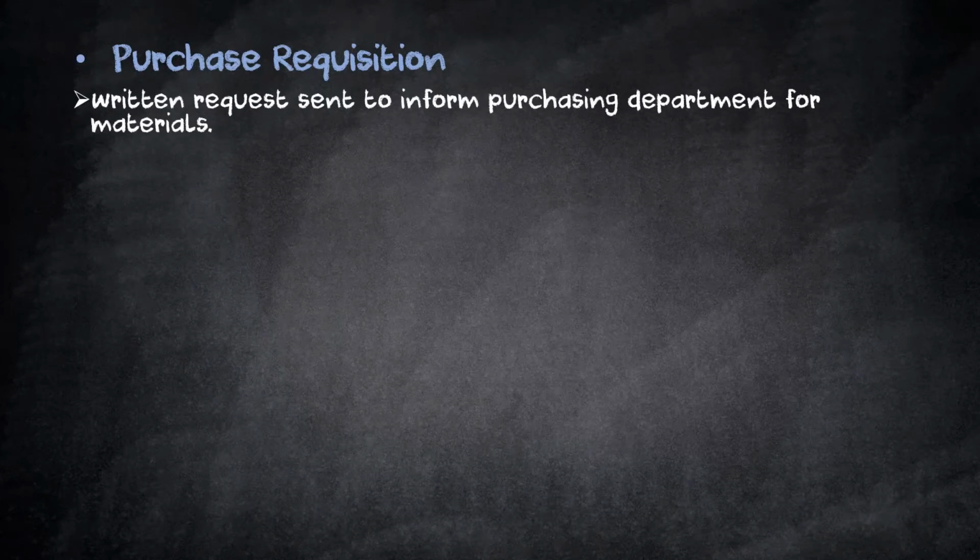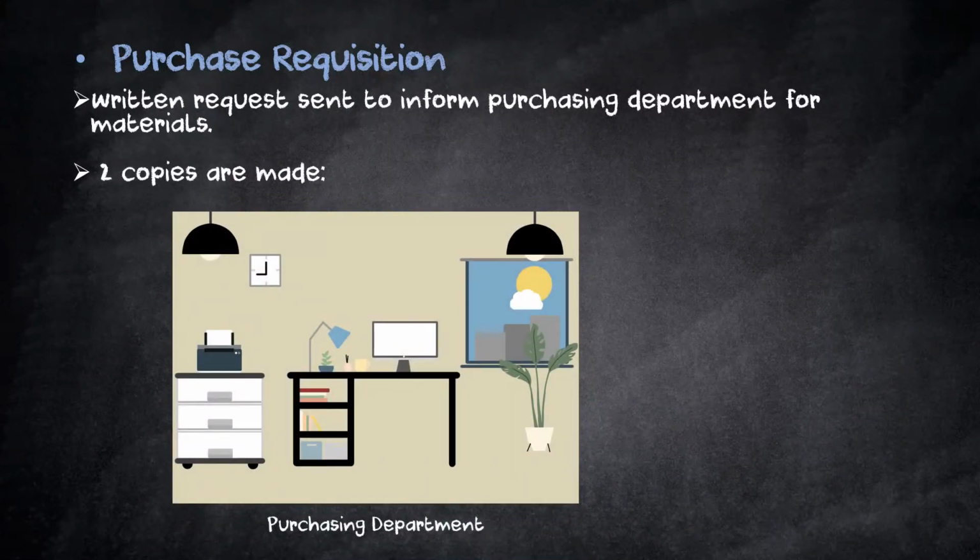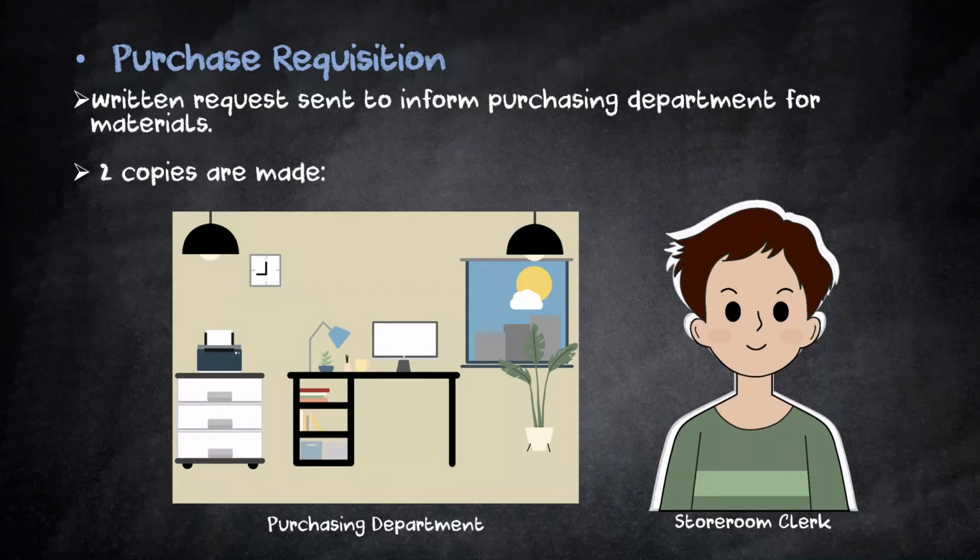So, next source document natin is the purchase requisition form. So, this is the written request sent para ma-inform natin ang purchasing department sa mga needed materials natin. So, usually, 2 copies ang ginagawa. One is for the purchasing department, which is sila yung magtatago ng original copy. Next is para kay Sam, the storeroom clerk. So, si Sam ang in charge na mag-track ng mga orders na pinlace natin.